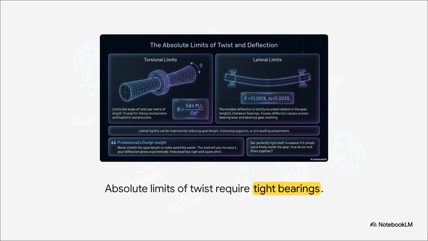Notice how the permissible lateral deflection is strictly bounded relative to the span length between the bearings. The second an engineer gets lazy and stretches that span length just to make assembly easier, lateral deflection multiplies to the third power. No way around it. The golden rule here? Always keep bearings tight and spans short.